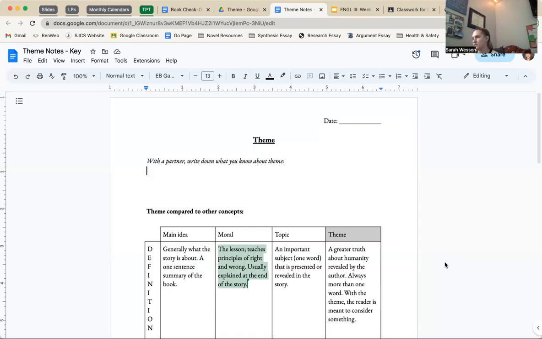Okay, next up is the topic. So the topic of a piece of literature, whether it's a movie or a short story or a poem, is going to be an important subject, often just one word, that's presented or revealed in the story. So these are going to be one word things like love, friendship, war, peace, hatred, struggle, that kind of thing, right? One word.